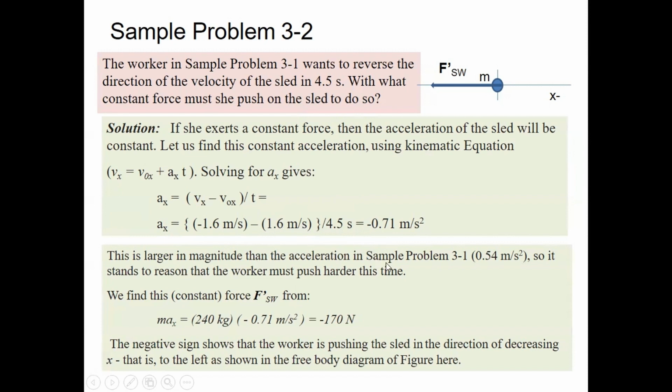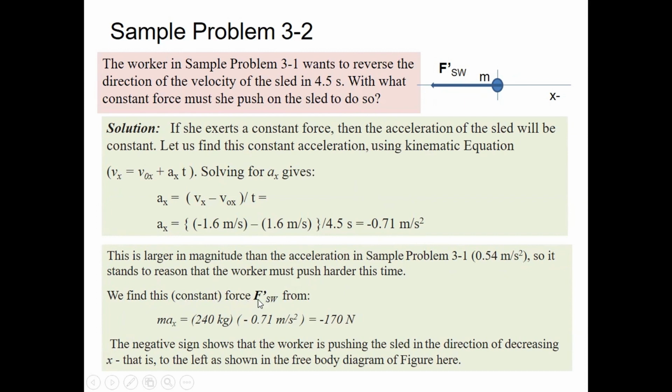The magnitude of this acceleration is larger as compared to the value we used in problem 3.1, which is 0.54 meters per second squared, because now the worker wants to push hard to reverse the direction. We see this acceleration is in the negative direction of x, which is in the decreasing x.